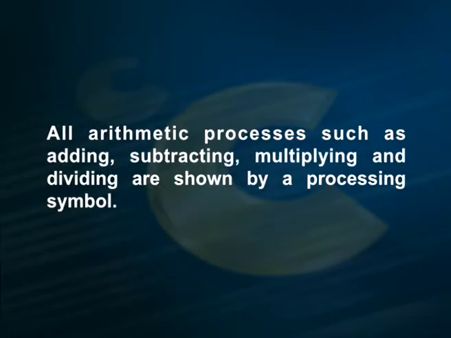Next is the process symbol. A rectangle is used to represent a process, action or an operation which mostly includes some verbs. This symbol represents arithmetic and data movement instructions. Thus, all arithmetic processes such as adding, subtracting, multiplying and dividing are shown by a process symbol.